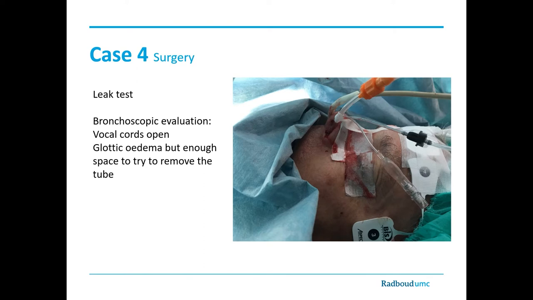In this specific case, we saw that there was actually some edema, but we saw there was also enough space to try and remove the endotracheal tube. We thought that was a safe option.